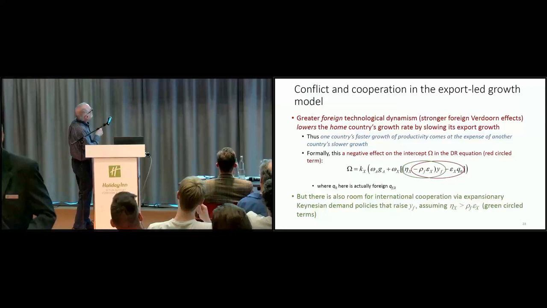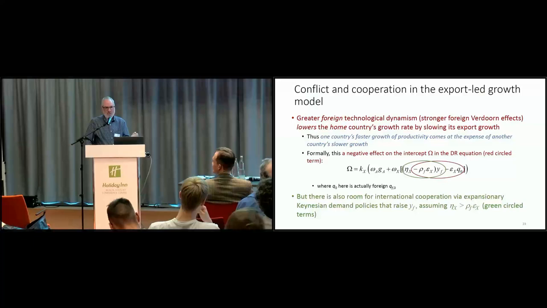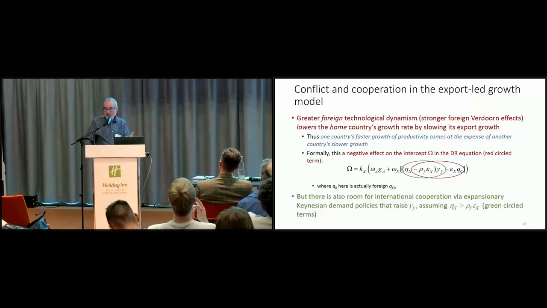But basically, if foreign productivity growth accelerates relative to the home country for either of those reasons, it won't just help the foreign country, it will actually hurt the home country. Because the home country will now be getting less export growth as the foreign products squeeze it out of the international markets and take over a bigger market share. And so the home country economy will actually slow down in all those dimensions. So that's the room for conflict. And of course, it works in reverse. If the home country was to accelerate its productivity growth, it would be harmful to the foreign country.